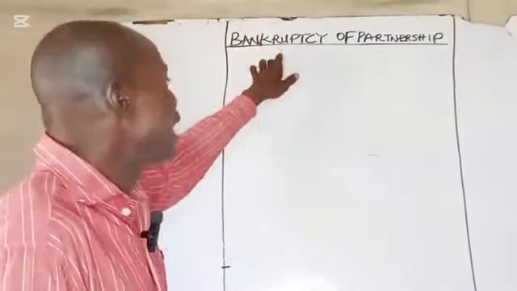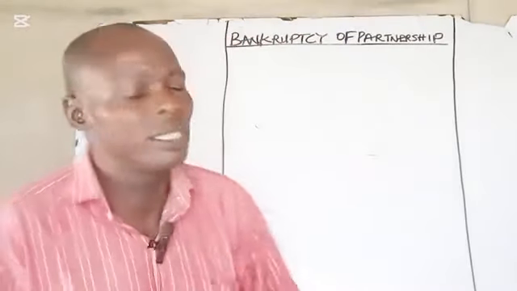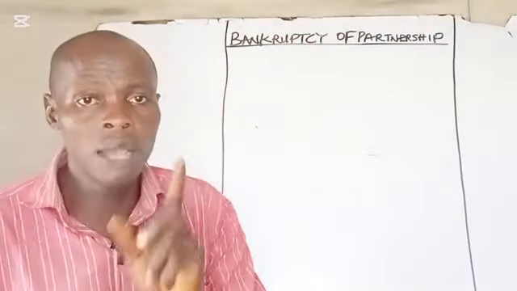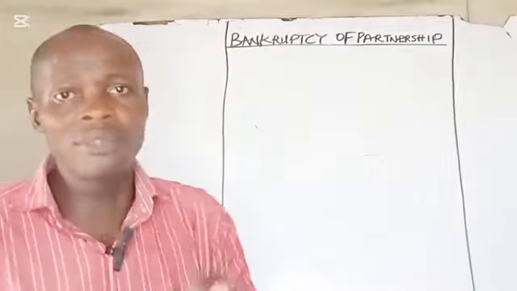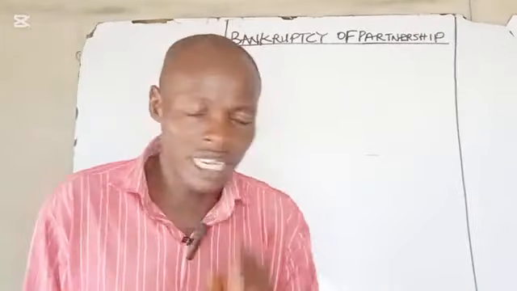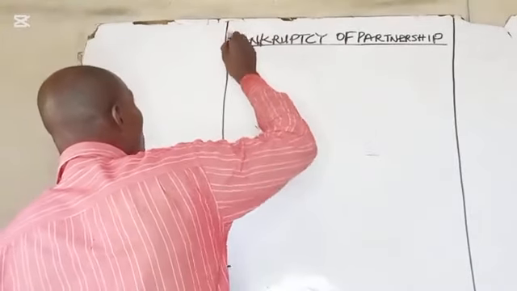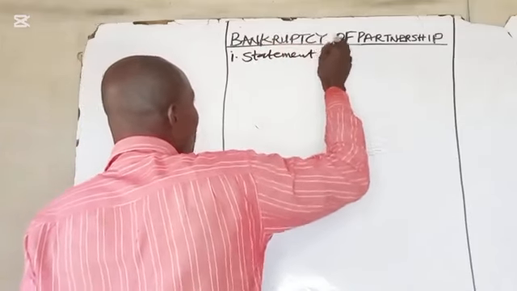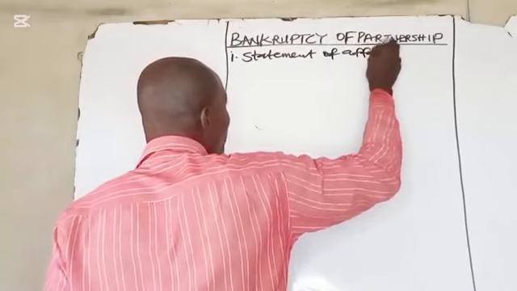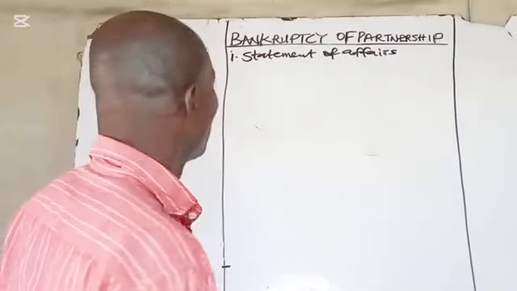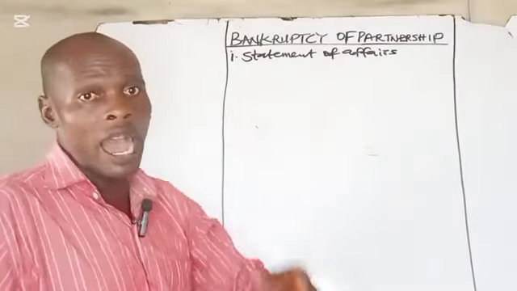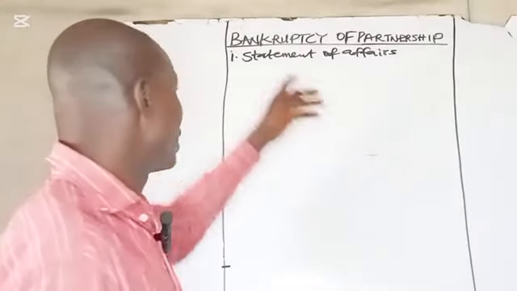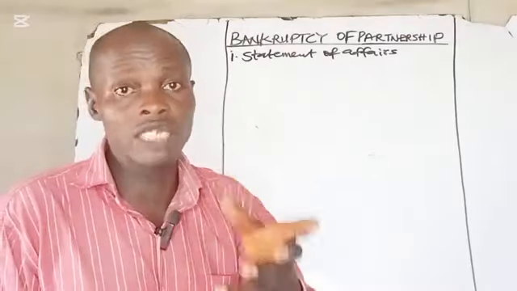I want you to note that the same accounts we normally prepare under the bankruptcy of sole traders or of an individual will be required here. So we have the statement of affairs and the deficiency account. I advise you to go back to my earlier videos. I have two videos on bankruptcy. In one, I explain the theoretical background, while in the second, I explain how to prepare the statement of affairs and deficiency account with examples.